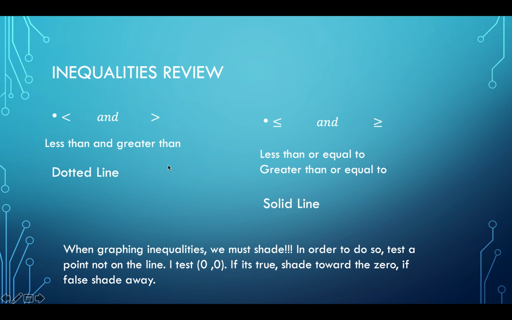And when we graph the inequalities, we must shade. In order to do so, we're going to test a point not on the line. I test 0, 0 because most of the time that's not going to be a point on the line. And if it's true, we're going to shade towards the 0. And if it's false, we're going to shade away. We're going to go over that in a couple of examples.